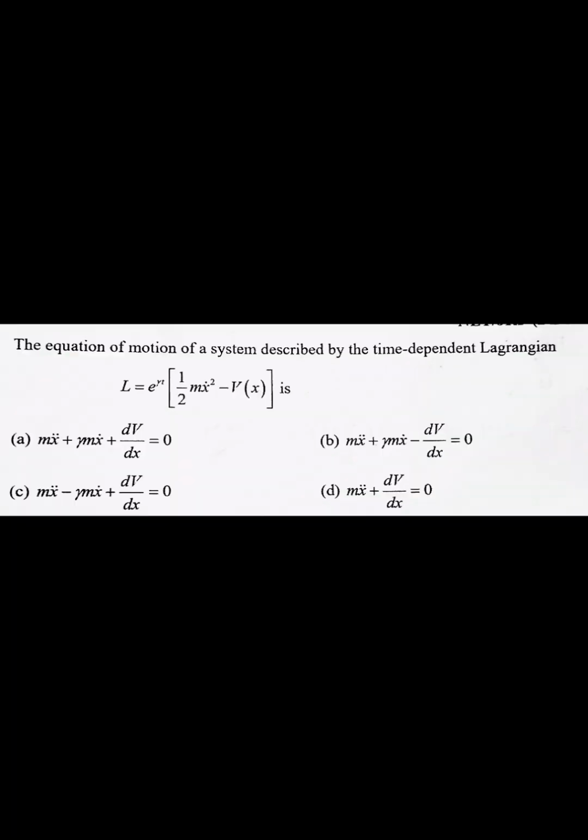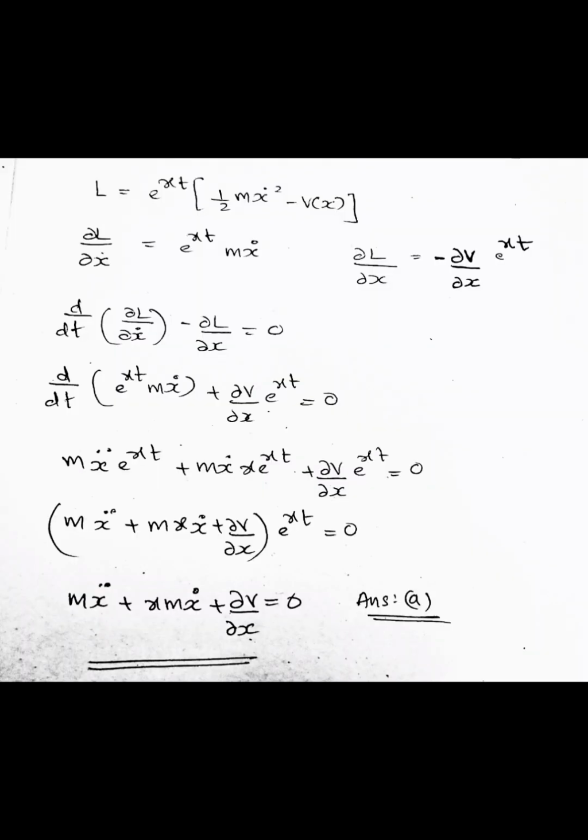This question is, the equation of motion of a system described by the time-dependent Lagrangian L is equal to e raised to gamma t into (half m x dot square minus V of x) is dash. So here we are given a Lagrangian and we need to calculate the equation of motion, that is L is equal to e raised to gamma t into (half m x dot square minus V of x).